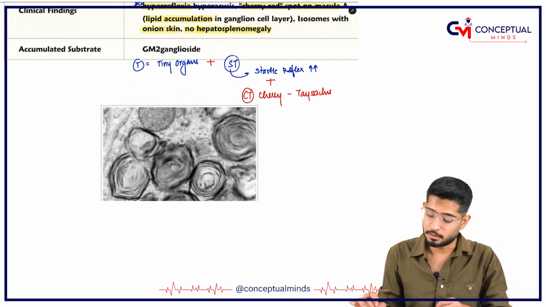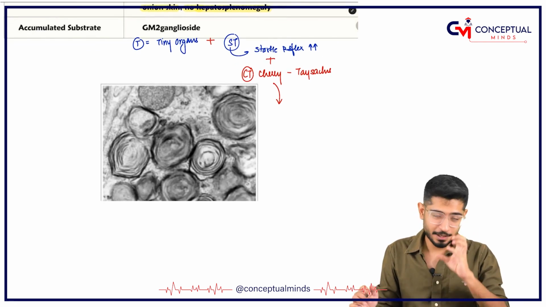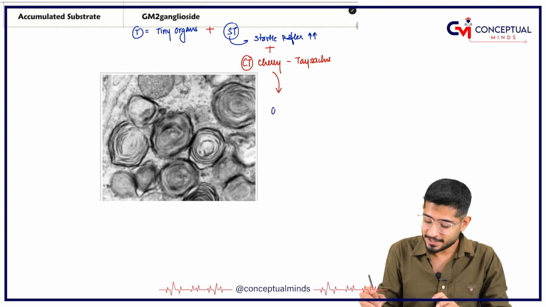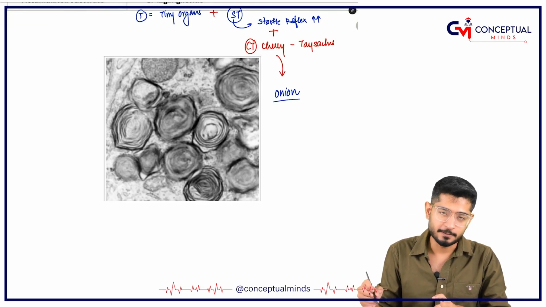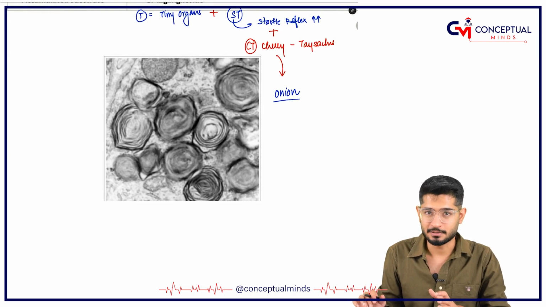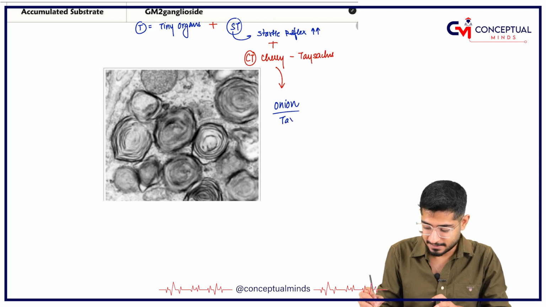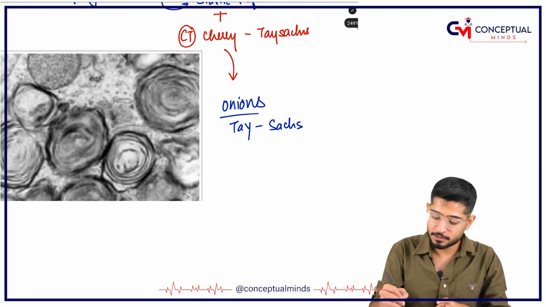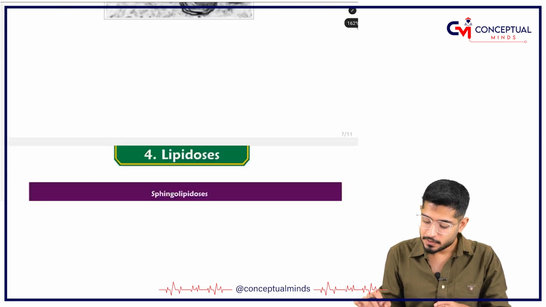Good. But when it comes to cherry, just remember, cherry is tiny, but the big one is going to be onion. So just like cherry, you can remember onion also. So onion is seen in what? Onion is seen in Tay-Sachs disease only, okay. And if you remember onions, that makes it more simple, because onion is a six letter word, 1, 2, 3, 4, 5, 6, and Sachs is also just like six, okay. So this is the appearance.